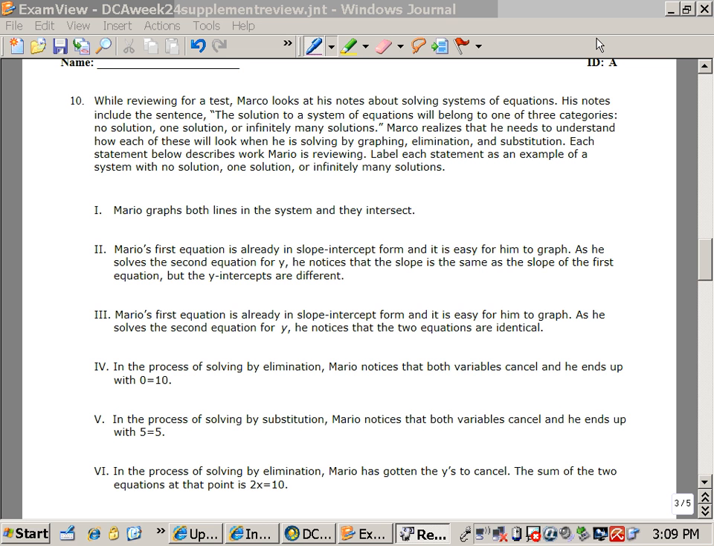All right, number 10, last one. You can read the paragraph, but what we have to do is figure out again if it's one solution, no solution, or infinitely many solutions. Okay, number one, Mario graphs the lines and they intersect. That means they cross, therefore you have one solution.